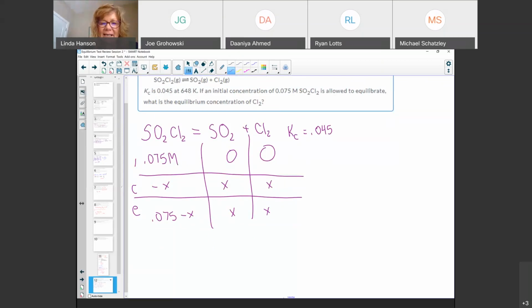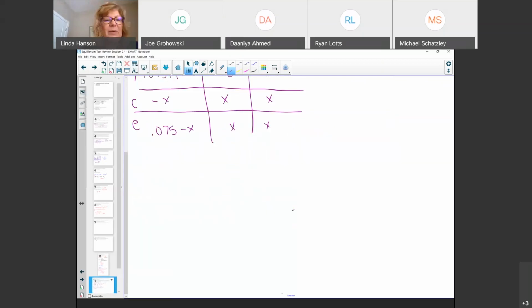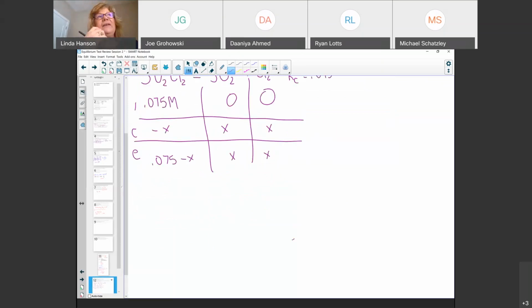And I just wanted to say, this one I know would be more representative of the level of question you'll get. The Kc was given as 0.045. That will be set equal to x squared over 0.075 minus x. Our job is to pull out x. So I'm going to distribute 0.045 through that parenthesis.